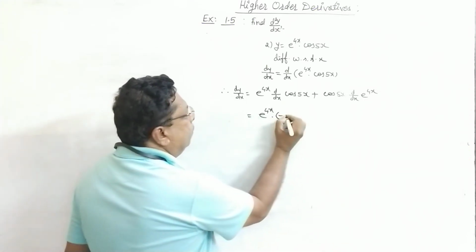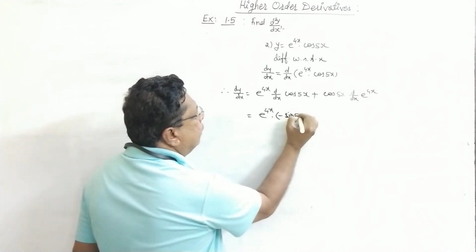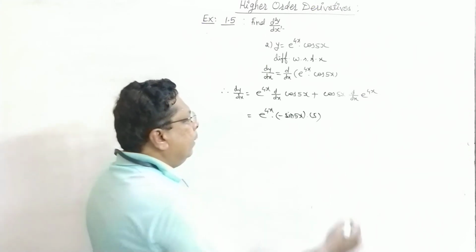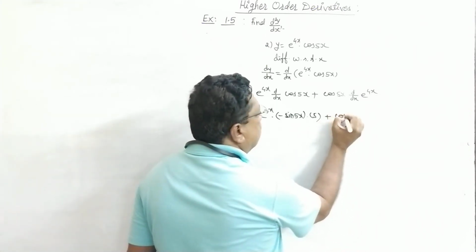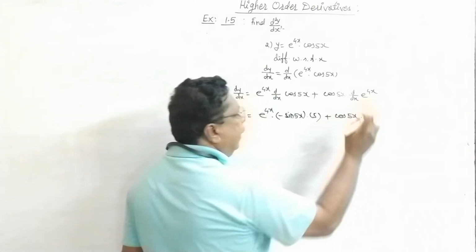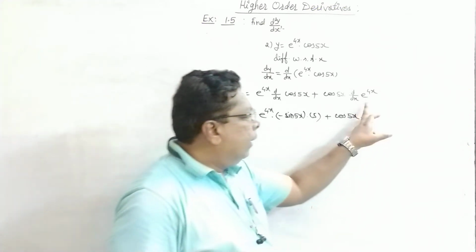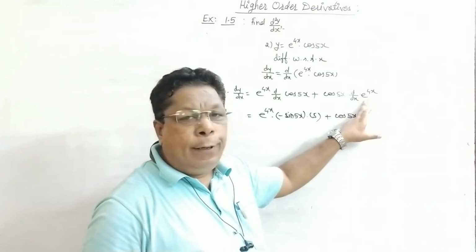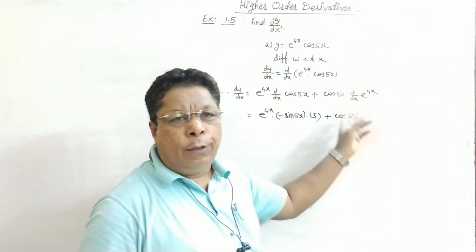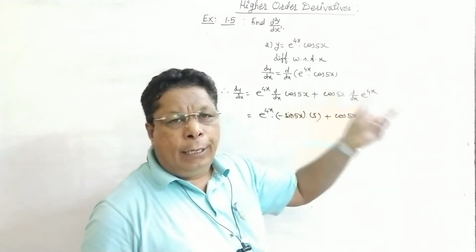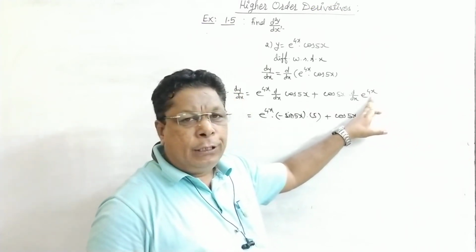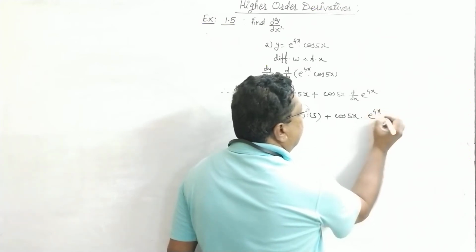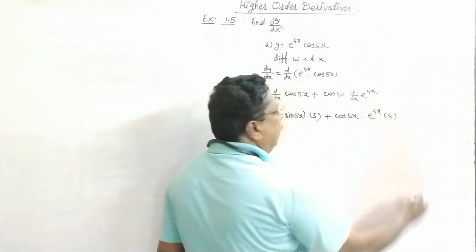So its derivative is minus sin 5x and derivative of phi x is 5 plus cos phi x. Now derivative of e raised to 4x. Here use the formula derivative of e raised to fx is equal to e raised to fx into f dash x. Here fx is equal to 4x. So derivative of e raised to 4x is e raised to 4x into 4.